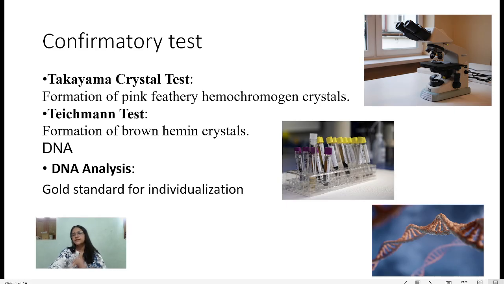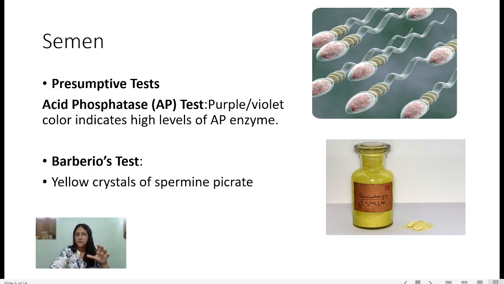The next fluid is semen. This is also a very important fluid in forensic science. The presumptive test for semen is the acid phosphatase test, also known as the AP test. This works on the principle that the acid phosphatase enzyme is present at a very high level in semen, and it hydrolyzes phosphate esters and liberates a colored product with the substrate. This is the basic principle of the acid phosphatase test.